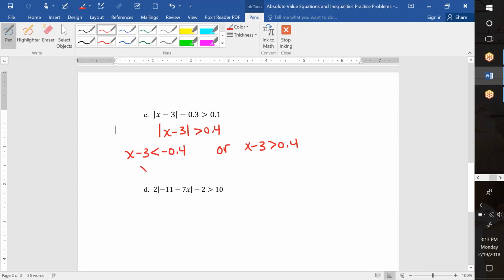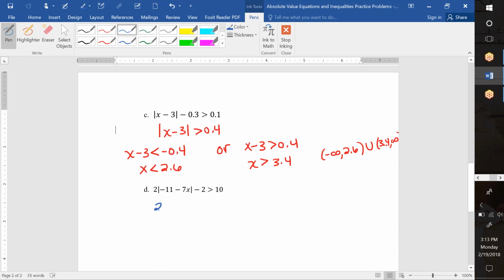If we add 3 here, this would be x is less than 2.6. If we add 3 here, this would be x is greater than 3.4. In interval notation, that would be negative infinity to 2.6, unioned with 3.4 to infinity. Now, typically we would not leave answers in decimal format, but they started in decimals, so that's okay in that situation.